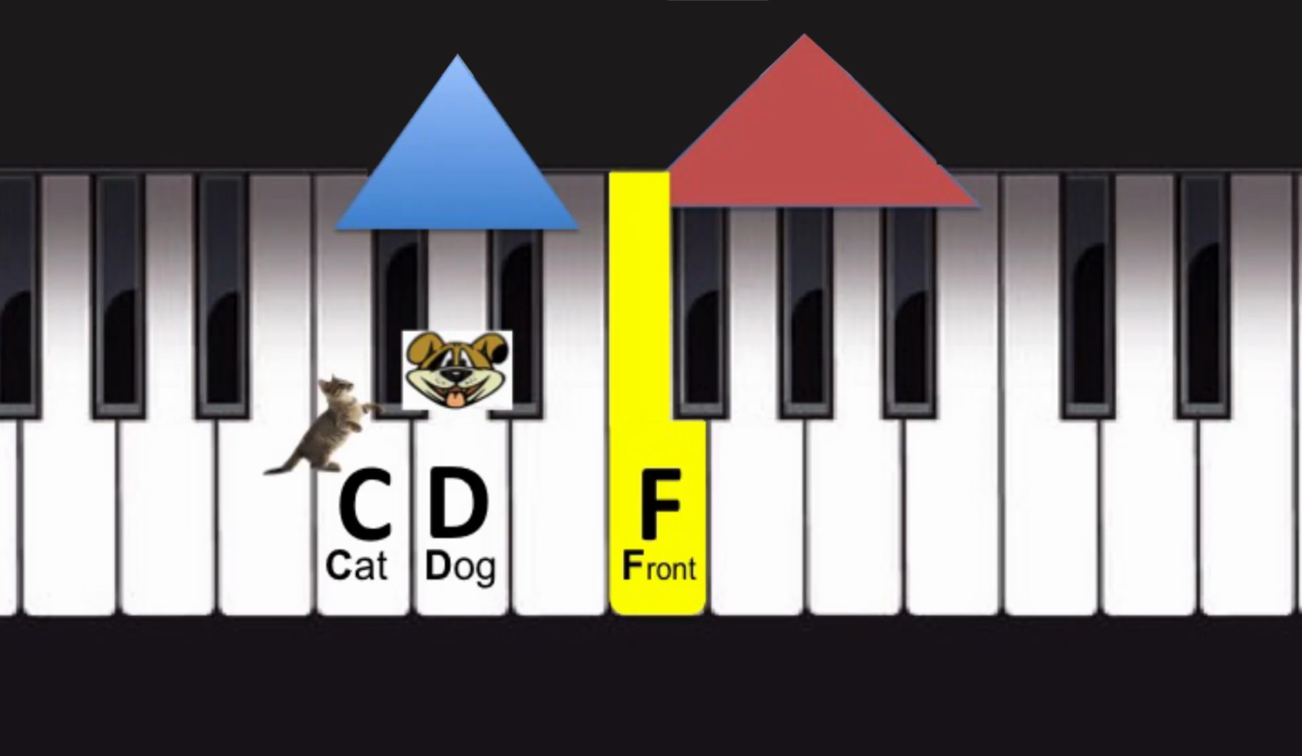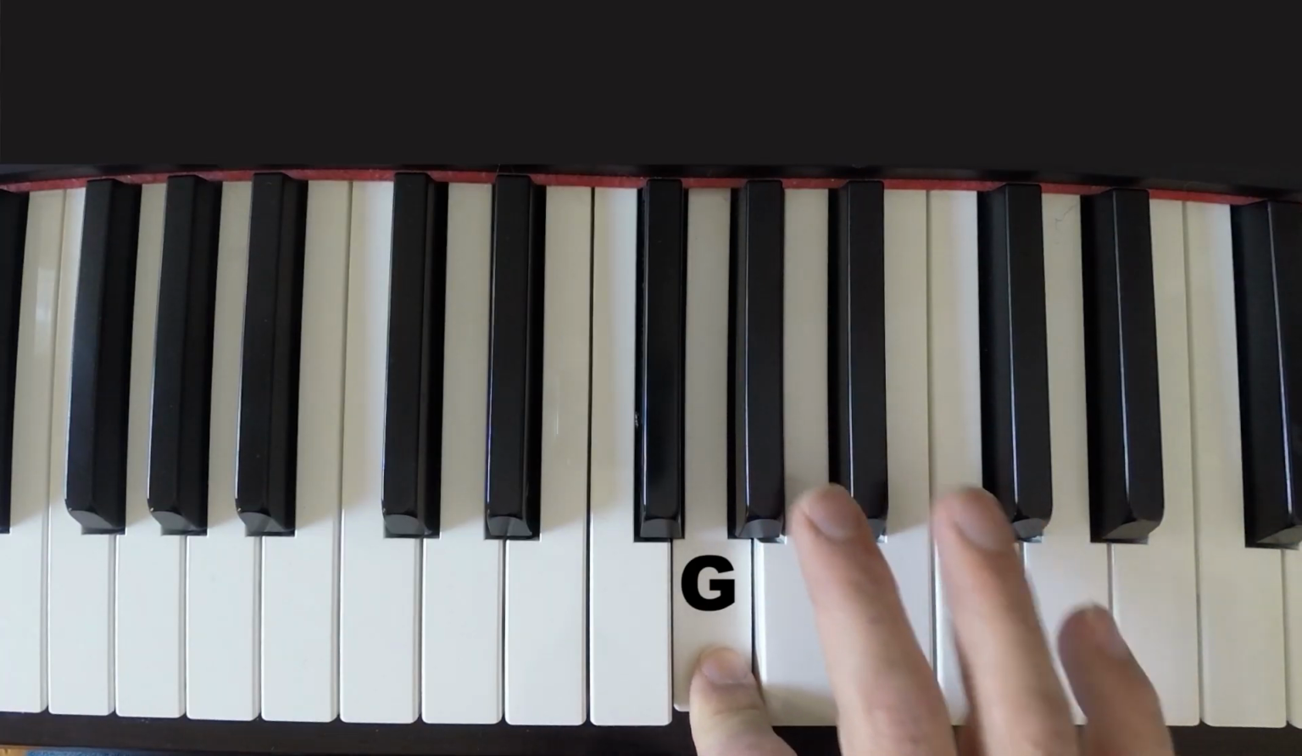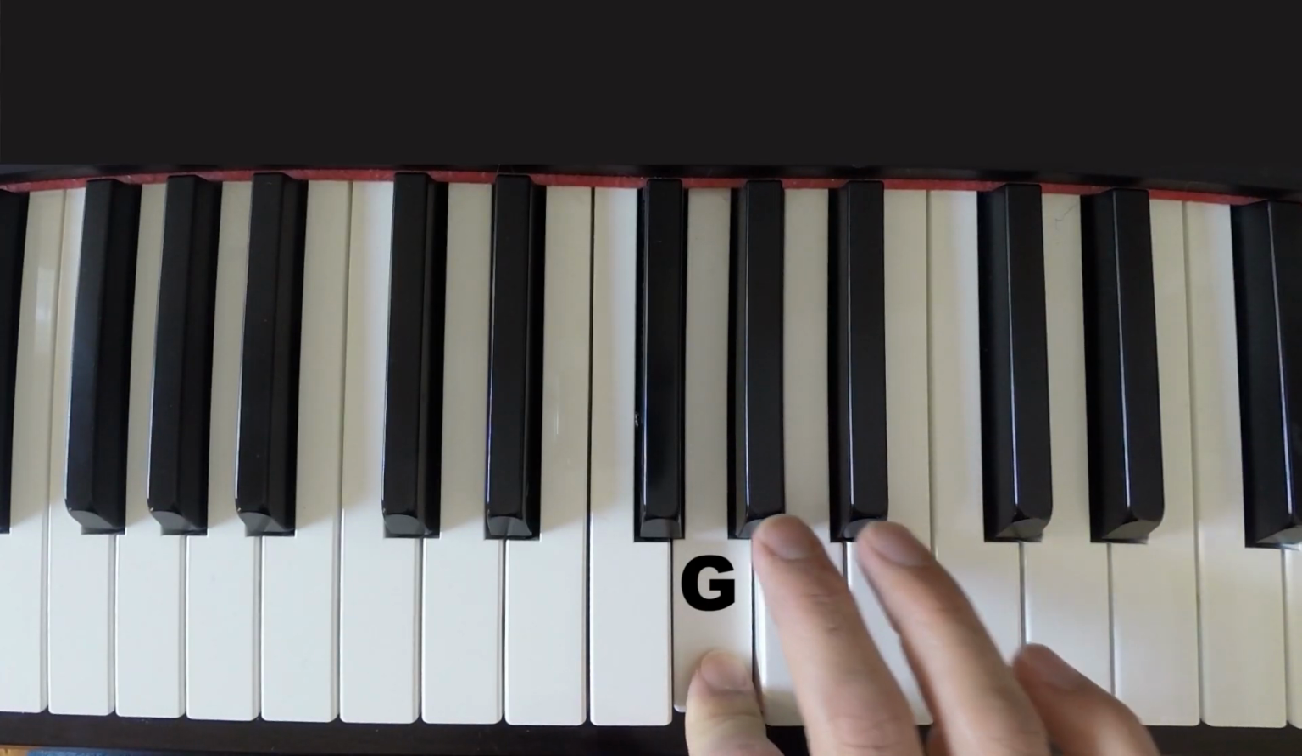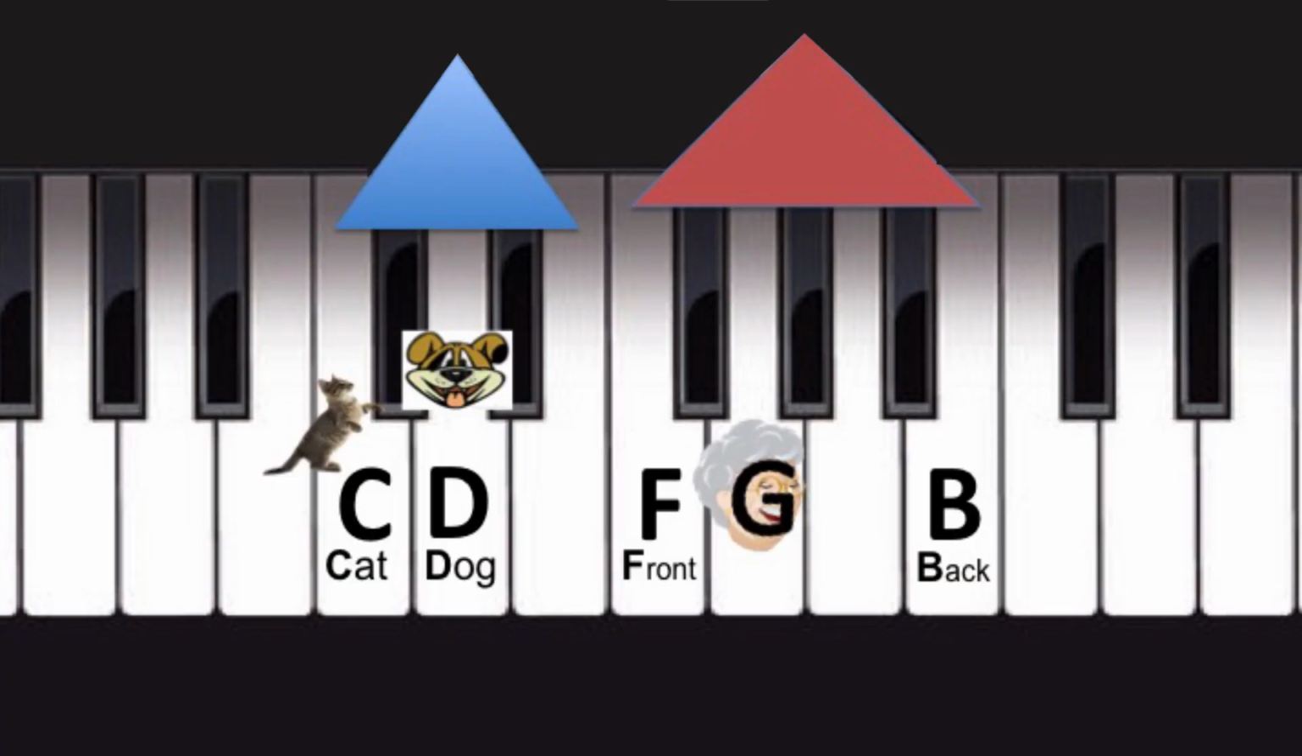The main house has a front door and a back door. So the doghouse has a dog living in it, but who lives in the main house? Grandma. The first key after F is going to be G. That's Grandma's room in the house. Imagine that that's Grandma's room. And there's also an attic in the house. The attic is a little higher than Grandma's room. That makes sense. This is G, and attic starts with A, so that's A.